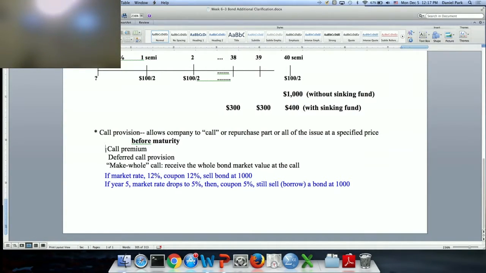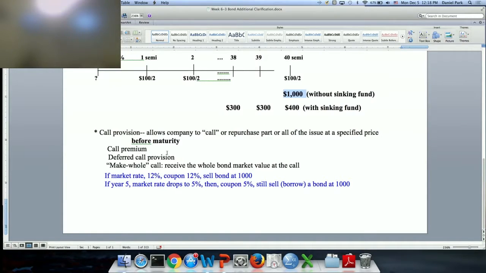So when a company calls, they usually pay a call premium. That means they don't pay just 1,000 per bond, they pay 1,000 plus $70, something like that. That additional payment we call the call premium. That's a little compensation to the investors for early termination of the bond.